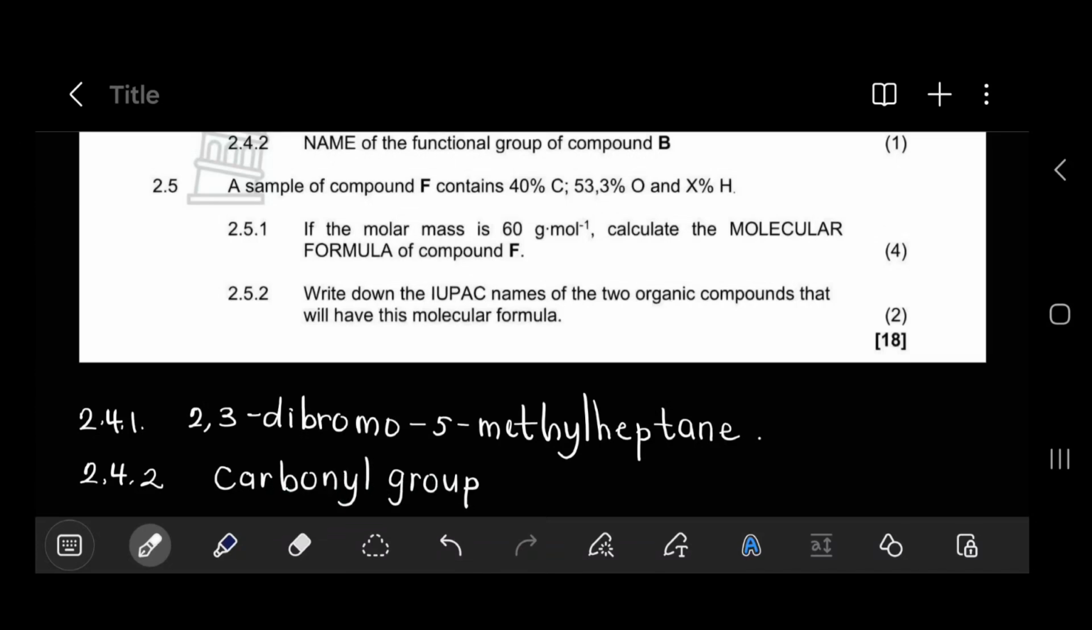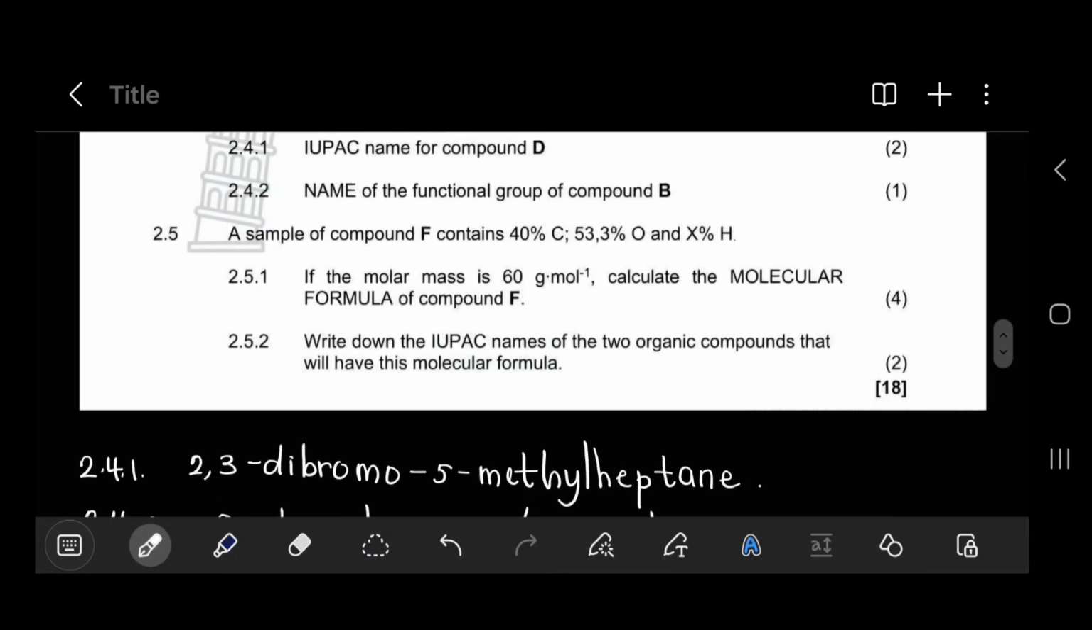And you may notice in some memos that instead of carbonyl group, they use the term formyl group. So according to your syllabus, the more correct term would be carbonyl group, but if you do use formyl group as well, you would get your mark.